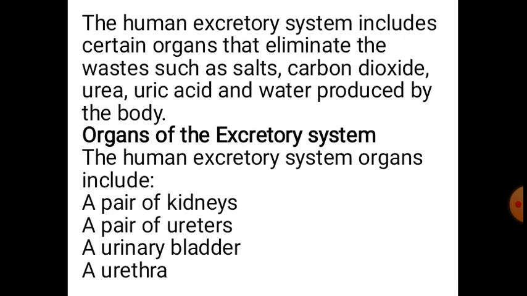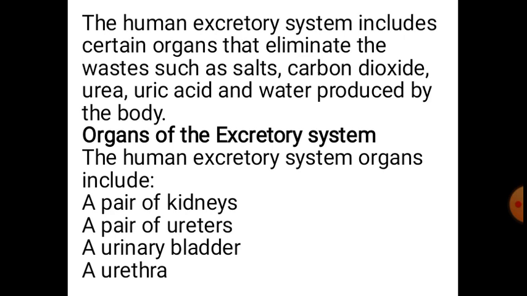So when the body produces this waste, the human excretory system are organs that do what? Eliminate this waste produced by the body. Do we understand what I just said? I said that the human excretory system does what? Eliminate the waste that is being produced by the body. While excretion is defined as the process by which waste products are being removed from the body.